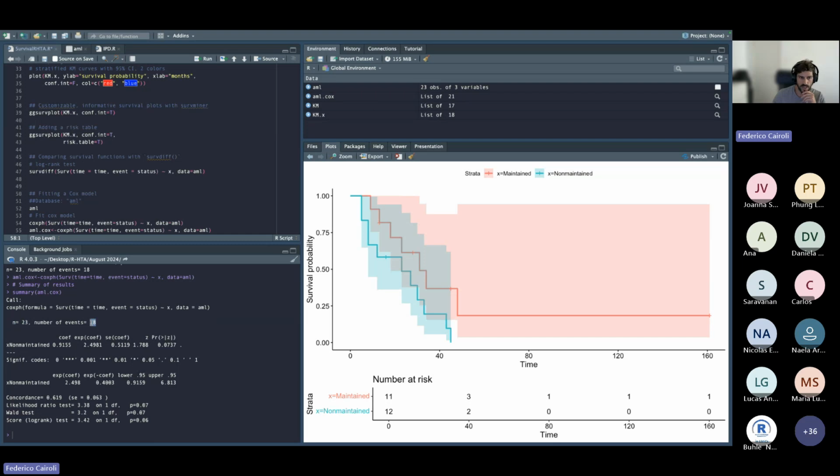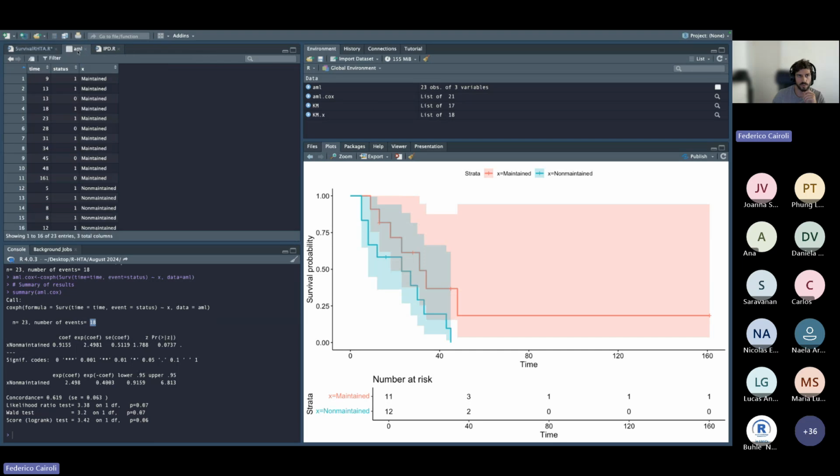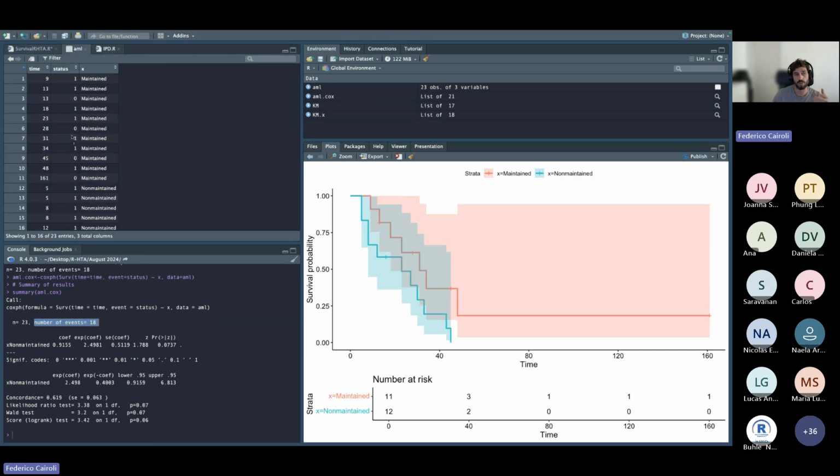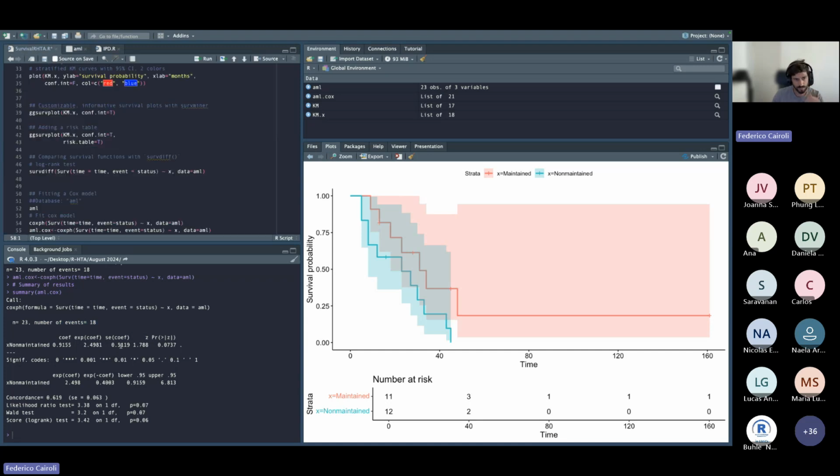It's important to always check this number because sometimes the event status may be coded differently, maybe 1 for death and 2 for censoring, and you may have more information. So you have to be sure that this function is understanding well how you categorize this specific variable. So total number of events, 18. This is what we were expecting.